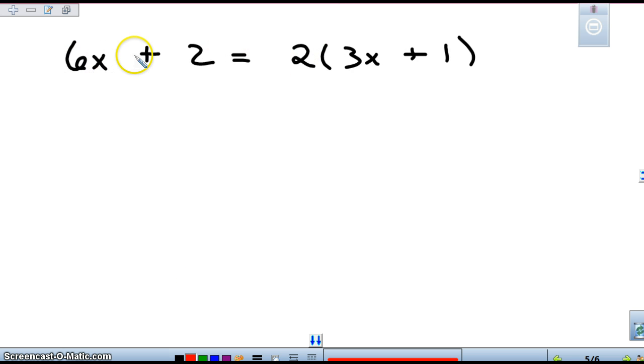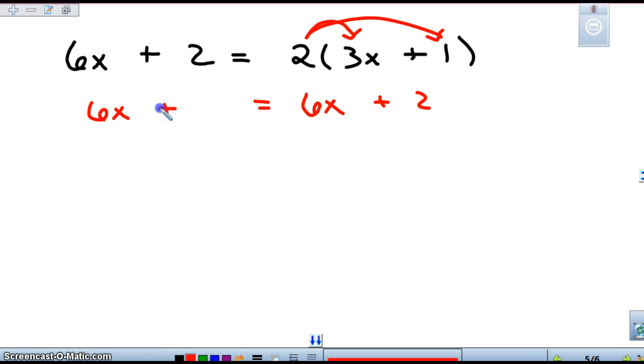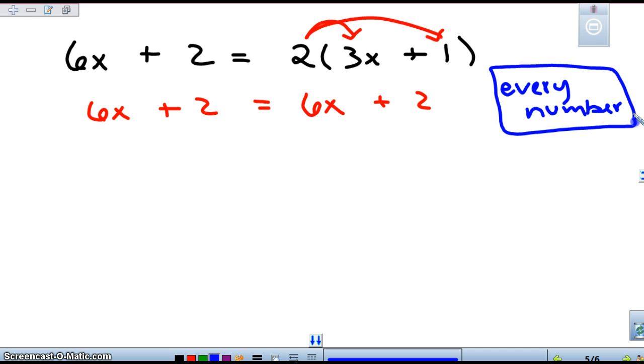If we need to solve 6x plus 2 equals 2 times 3x plus 1, we have to start by distributing the 2. That means 2 times 3x is 6x plus 2. And that's equal to 6x plus 2. Do you notice anything at this point? It's exactly the same. Because they are exactly the same at this point, I already know that the answer to this is every number, or all numbers. All numbers are a solution.